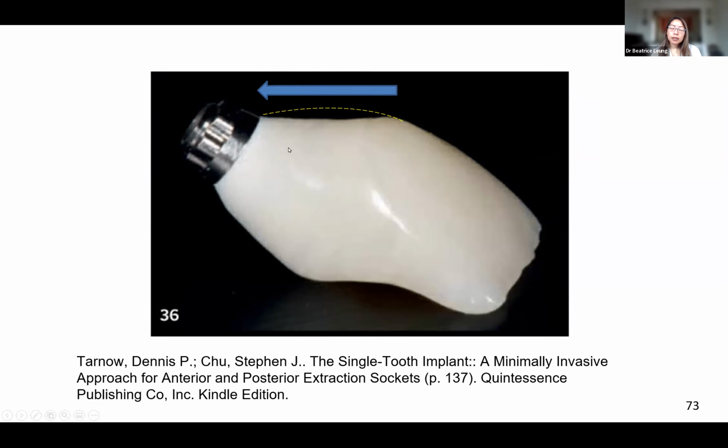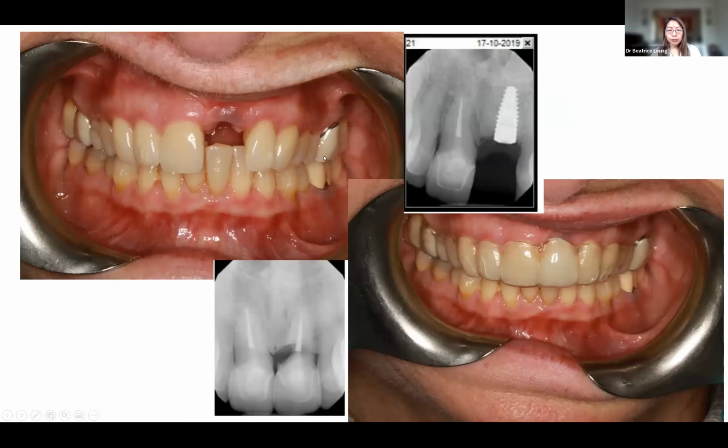So I want to share this detail with you guys because even if you don't make the temporary crown, if you get the lab to make it, they might shape it in a way that might not support the soft tissue because they don't really see the soft tissue response like you do.